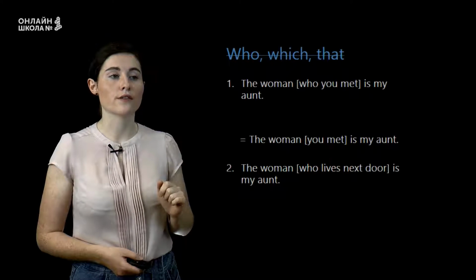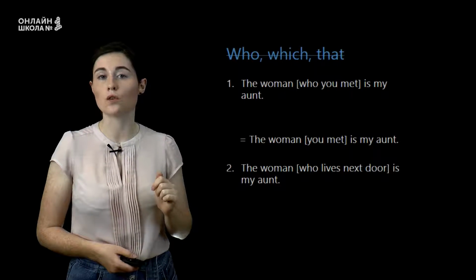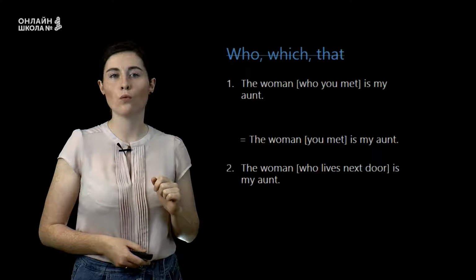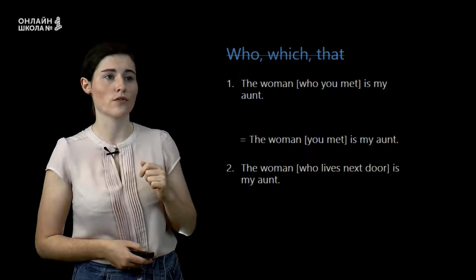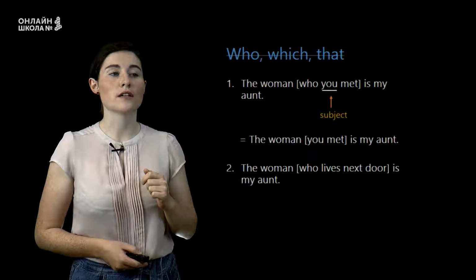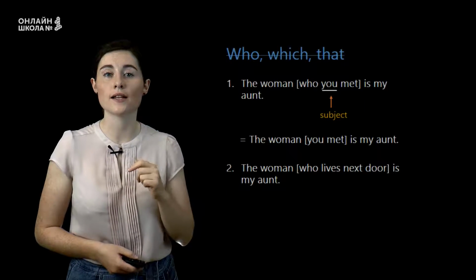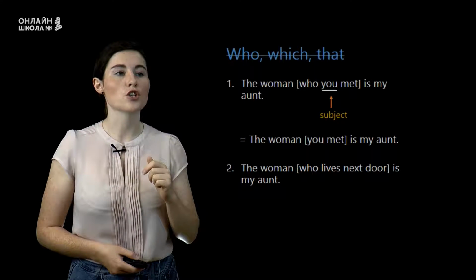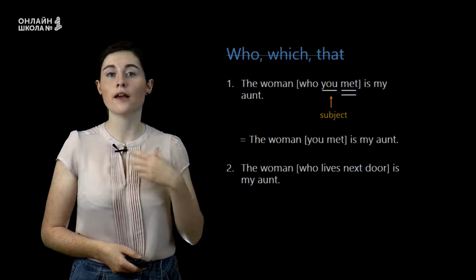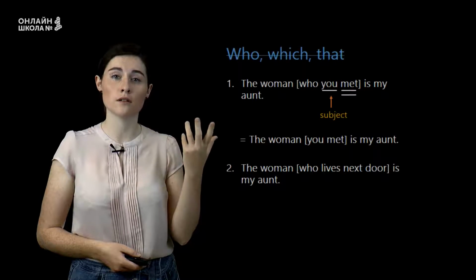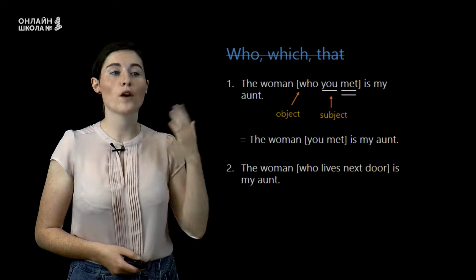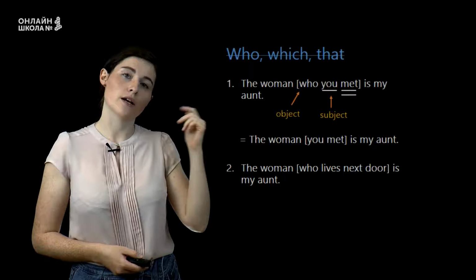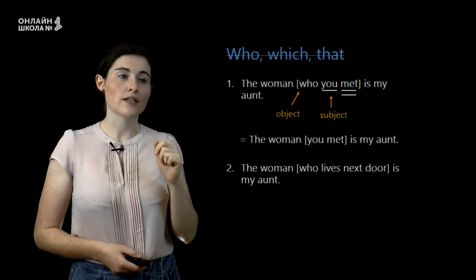And in this case, the woman who lives next door is my aunt. We cannot omit who. Why? Let's look at the structure of the sentence. In the first sentence, we have you as a subject of a sentence, subject, подлежащее. We have met as a predicate, сказуемое, and we have who as an object of a sentence. То есть who является в данном случае дополнением.